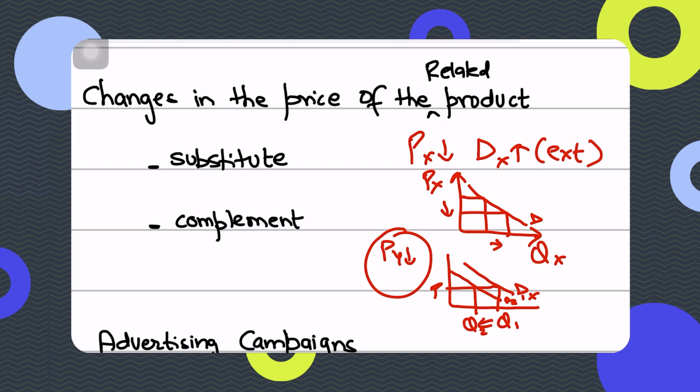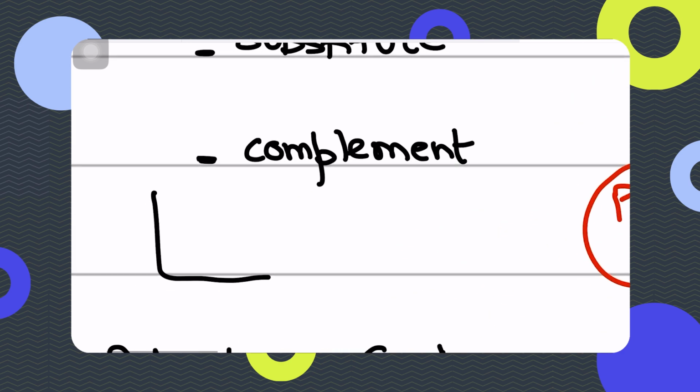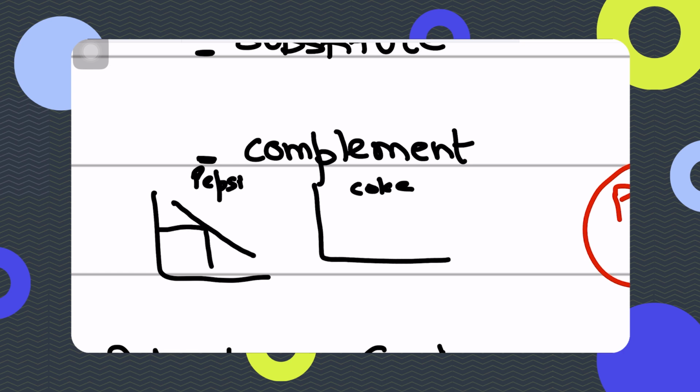Okay, so let's say this is Pepsi, and this is the demand curve for Coke, and let's say that Pepsi becomes expensive. So if the price of Pepsi goes up, then quantity demanded for Pepsi will go down. So this is the demand curve for Pepsi. So quantity demanded for Pepsi will go down, right? But this will actually shift the demand curve for Coke to the right.